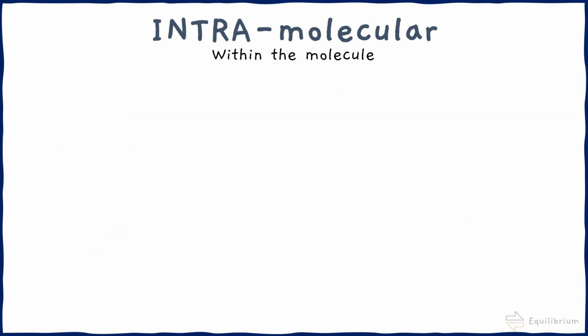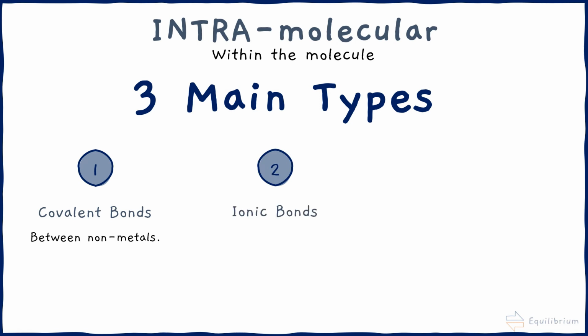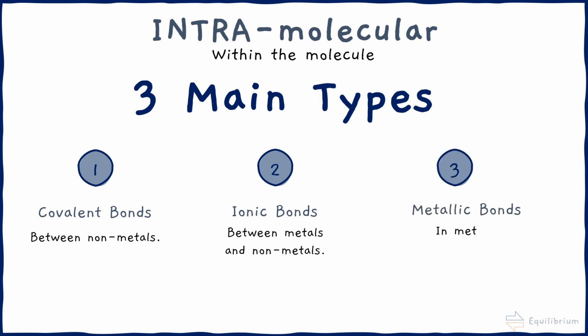So, to sum up, intramolecular bonds are bonds within the molecule, and there are three main types. Firstly, covalent bonds, which are bonds between nonmetals. Secondly, ionic bonds, which are bonds between metals and nonmetals. Finally, metallic bonds, which are bonds in metals.